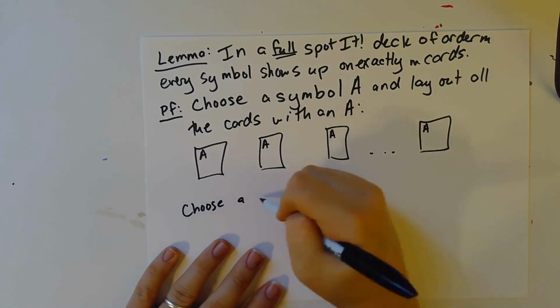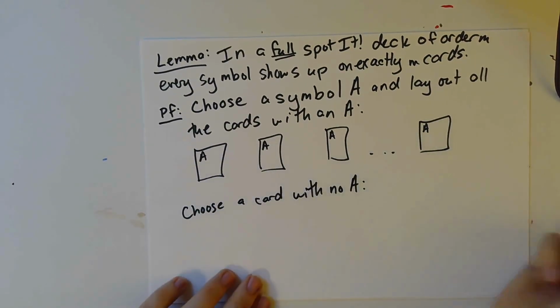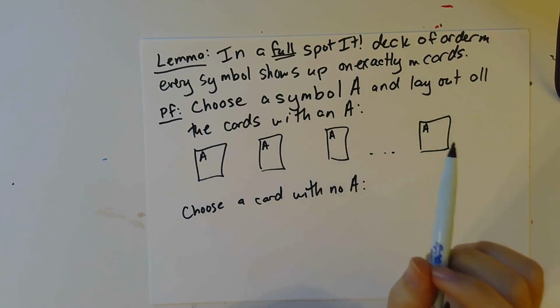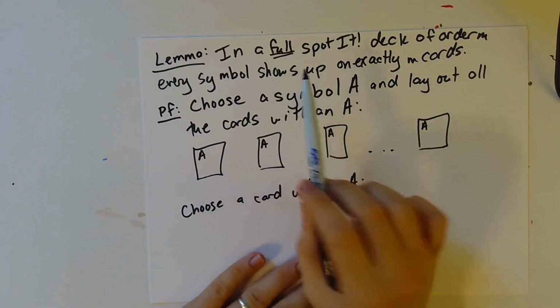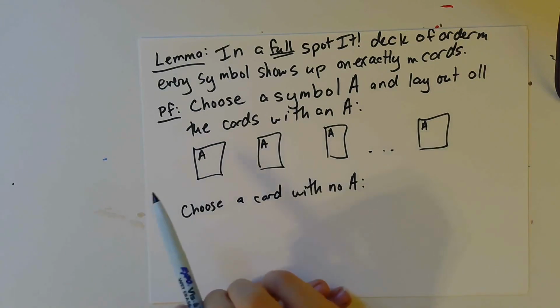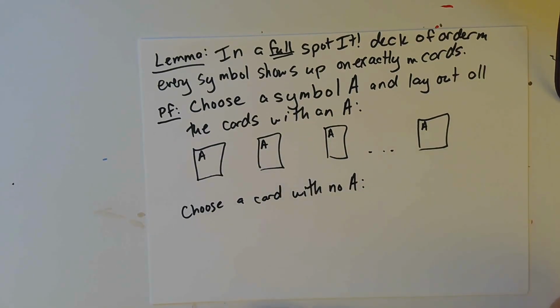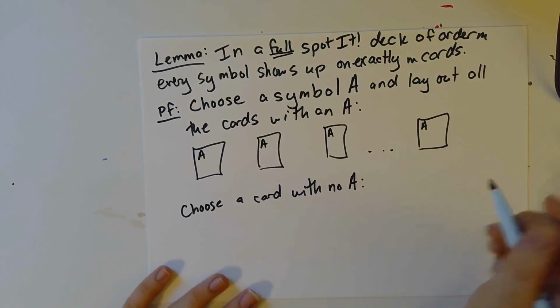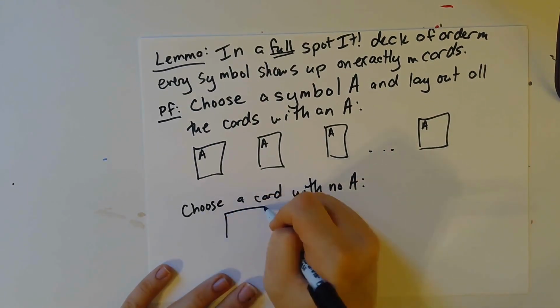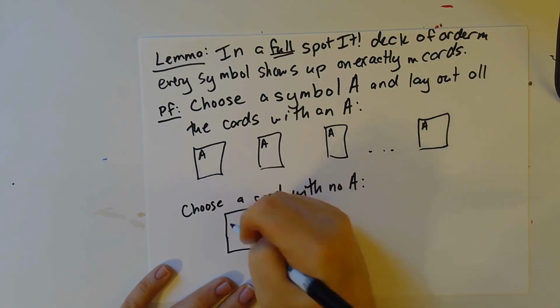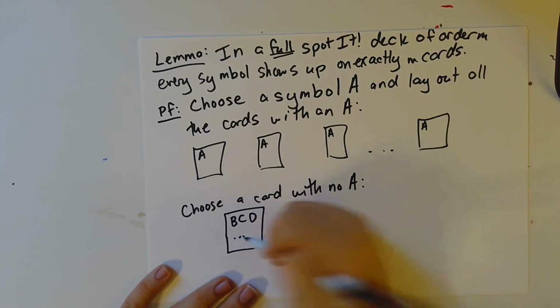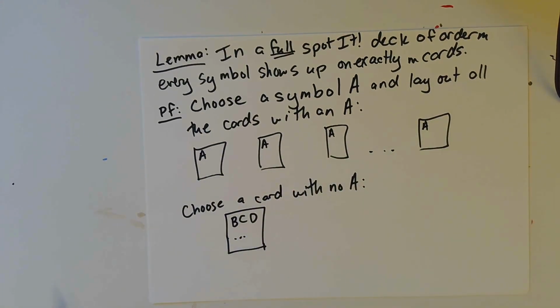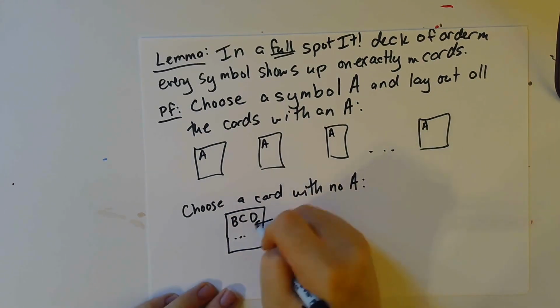Then I'm going to choose a card with no A. Note I can do that, again, because of my definition of a full spotted deck. That's just part of my criteria, that there's no symbol that shows up on every card, because otherwise this is boring. And so if I choose a card with no A, let's say the card looks like this: B, C, D, however many symbols there are on it. Well, I know how many symbols are on it. There are M total symbols.